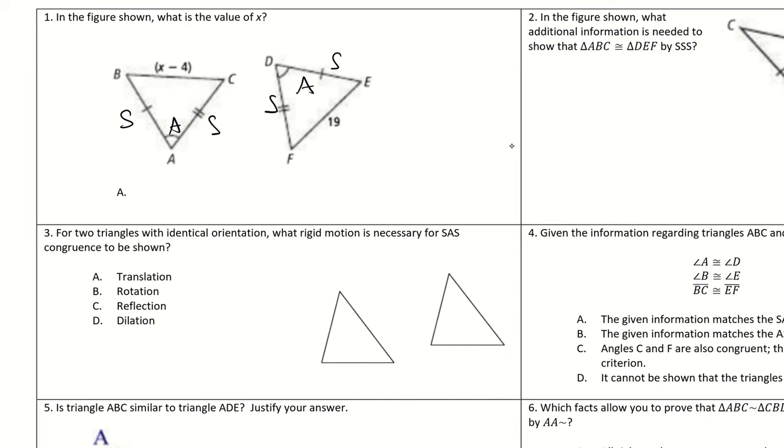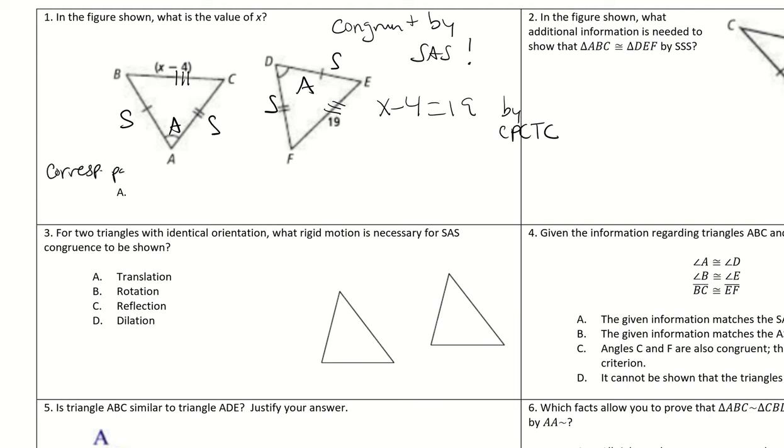So they're congruent by SAS. And because they're congruent by SAS, we can say that these two sides are congruent by CPCTC. So that means that x minus 4 is equal to 19 by CPCTC. Remember, CPCTC stands for corresponding parts of congruent triangles, sorry, are congruent. So we got CPCTC. Corresponding parts of congruent triangles are congruent.